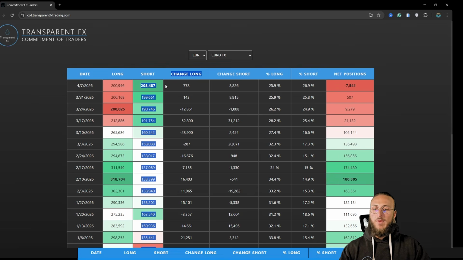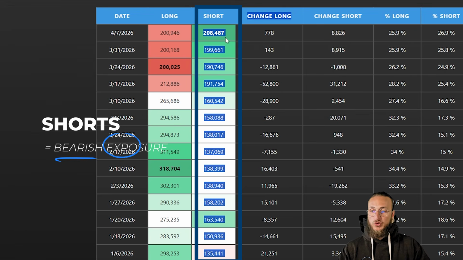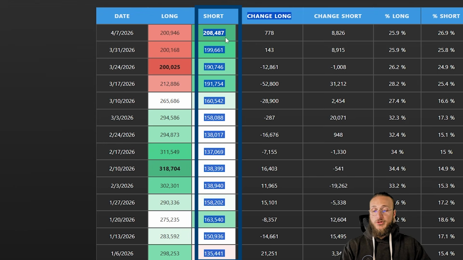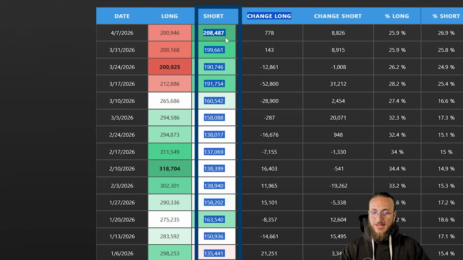Now let's look at the amount of shorts. This is the bearish side of the same picture. It tells you how many short contracts are currently being held by that category. If shorts are increasing, bearish exposure is increasing. If shorts are falling, bearish exposure is being reduced. And just like with longs, this number becomes much more meaningful when you compare it with the other side. Because if shorts are rising but longs are rising even faster, the message is different than if shorts are rising while longs are collapsing. So again, the idea is the same. The number matters, but the relationship between each other matters more.